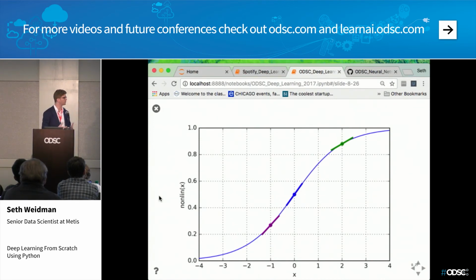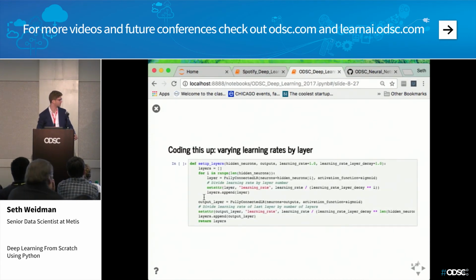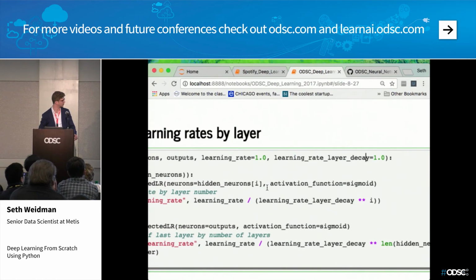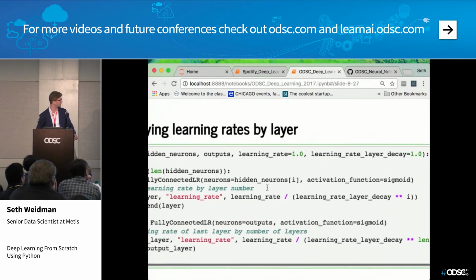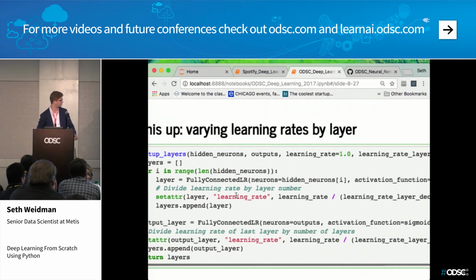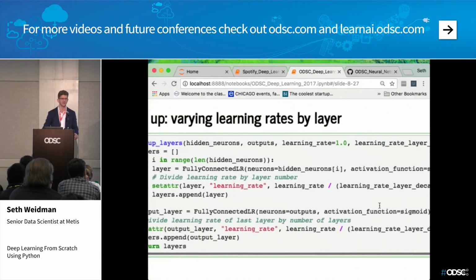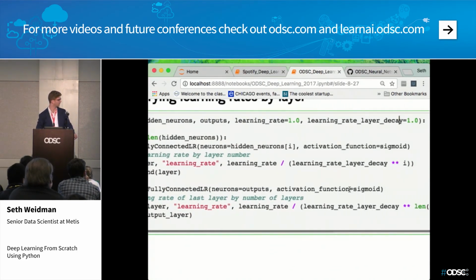So what you might want to do to help your neural net learn better is actually use higher learning rates closer to your input layers and use lower learning rates closer to your output layers. So how might you do that? What if you wanted to code that up from scratch? Well, we can modify the setup layers function to have this learning rate layer decay parameter. And what does that do? If that's 10, say, we'll go through all the layers when we're setting them up, and we'll divide the learning rate by the learning rate layer decay raised to some power. So if the learning rate in the first layer is 1, the learning rate in the second layer might be 0.1, then it might be 0.01, etc. And we'll make sure we do it correctly for the last layer as well. That's what we're doing there.